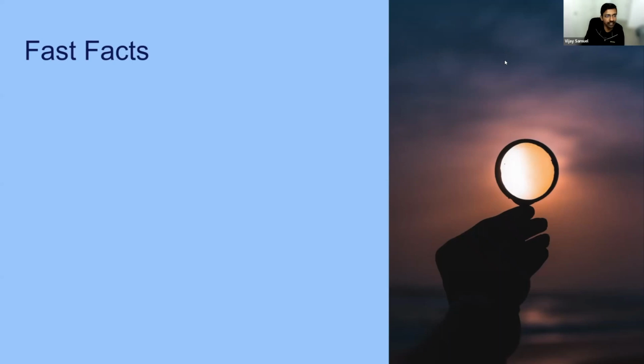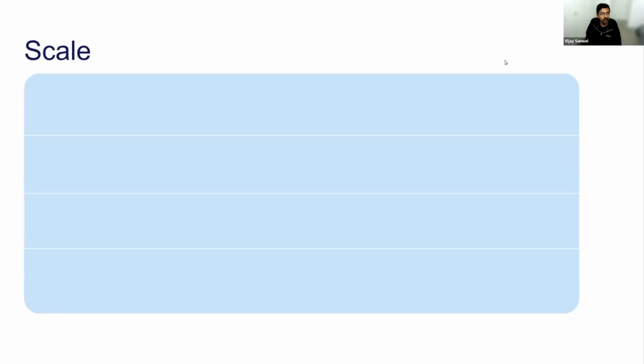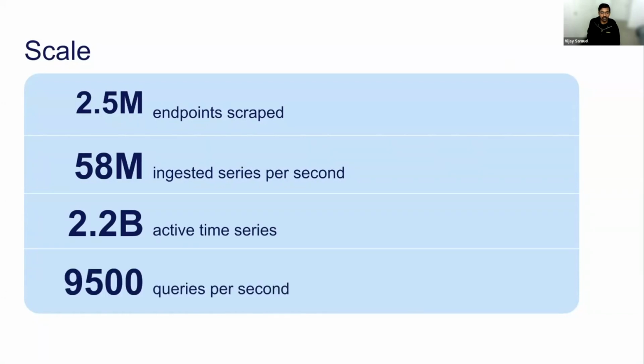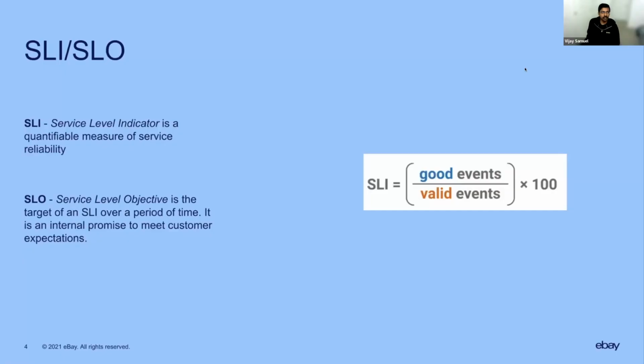Let's go through some fast facts first. Talking about the scale at which the observability platform at eBay runs, we have 2.5 million Prometheus endpoints that are being scraped at any given point in time, which roughly translates to 58 million ingested series per second, which in turn translates to 2.2 billion active time series. And these time series are helping power around 9,500 queries per second, which help doing things like alerting, recording rules, and things like that.